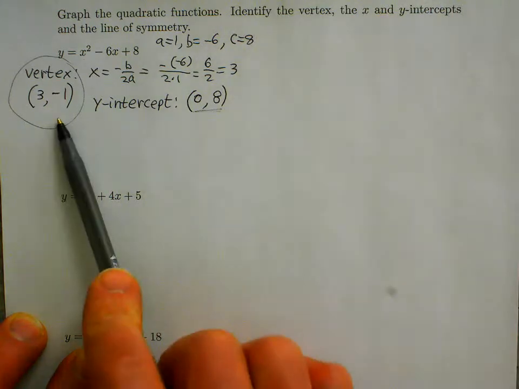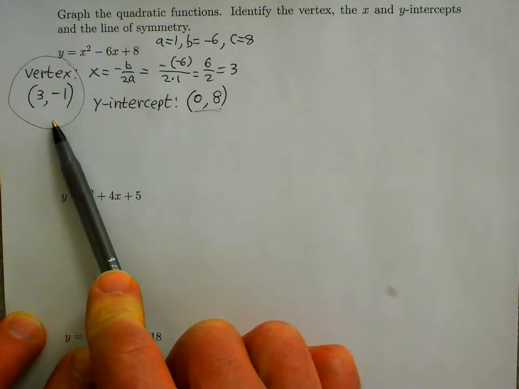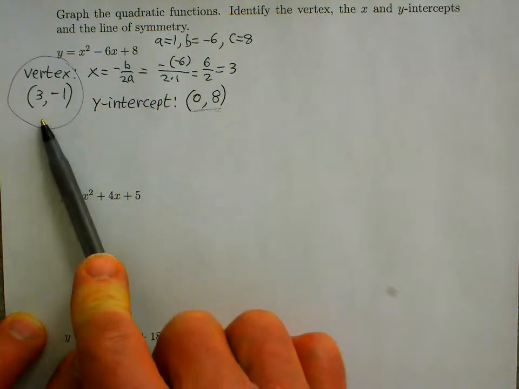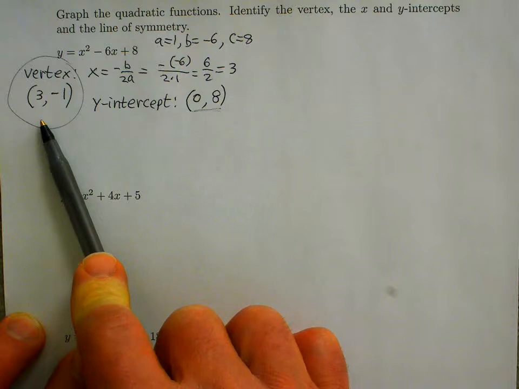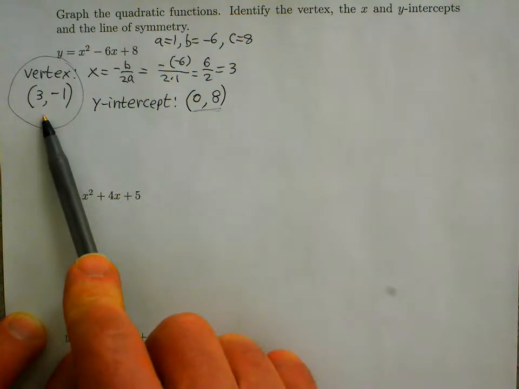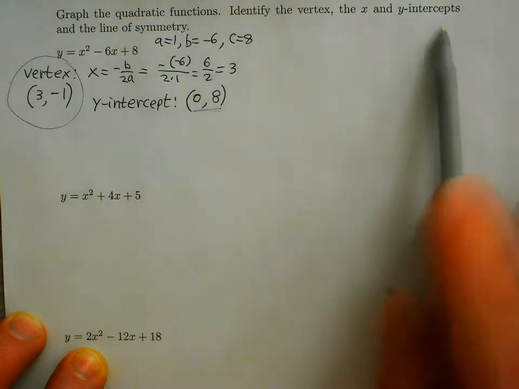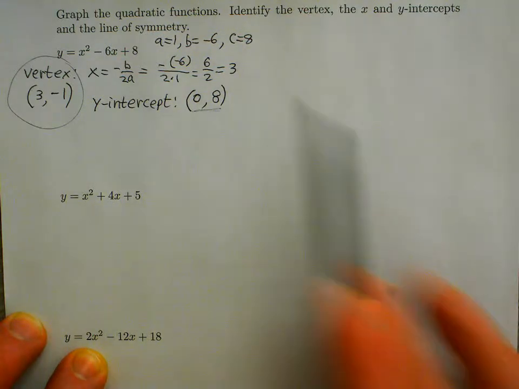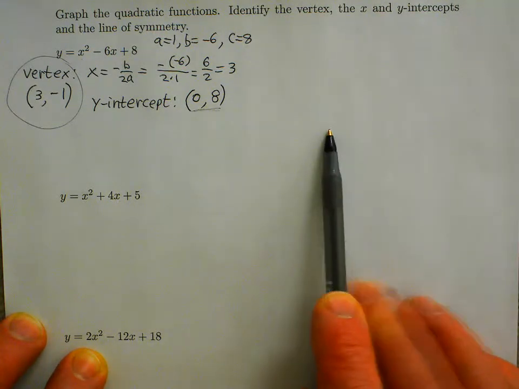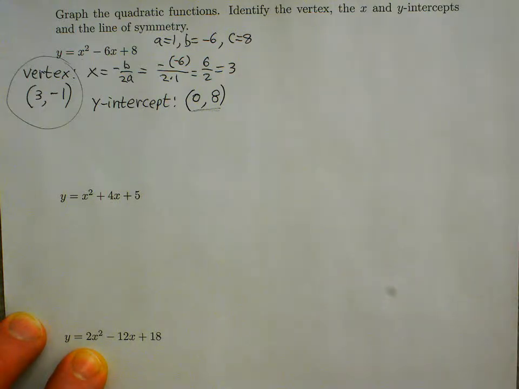The vertex is the ordered pair 3, negative 1. So relative to the x-axis, where is the vertex? Is it above the x-axis or below the x-axis? It's below the x-axis. So if a parabola opens up and the vertex is below the x-axis, how many x-intercepts are there? There are 2 x-intercepts. Okay, so how do we find them?